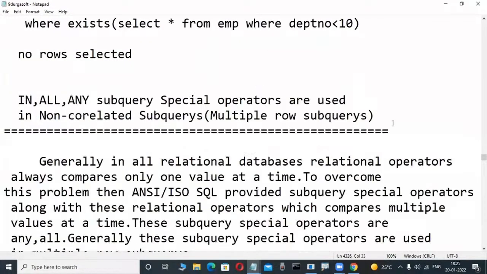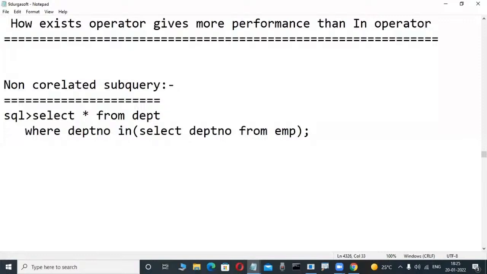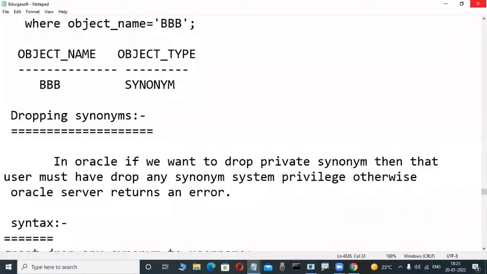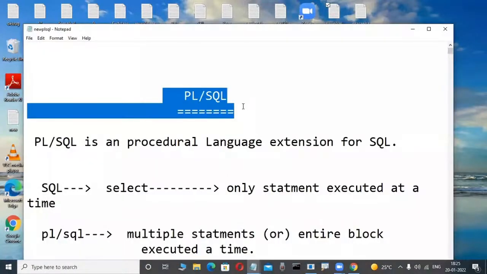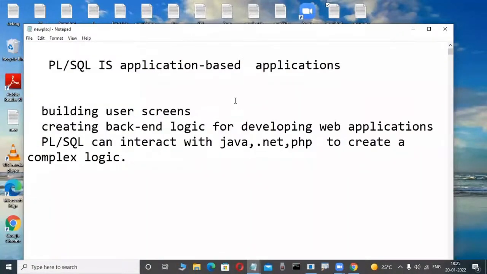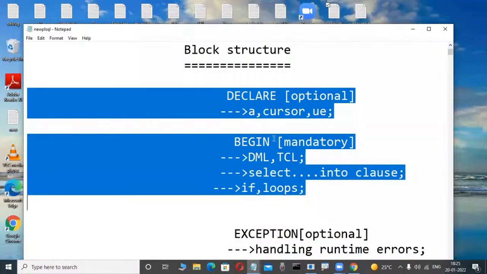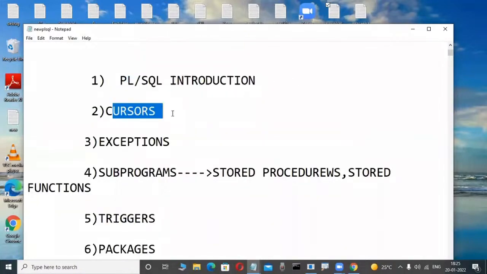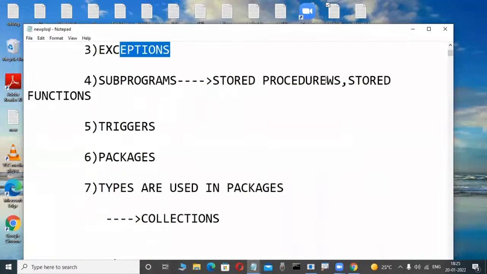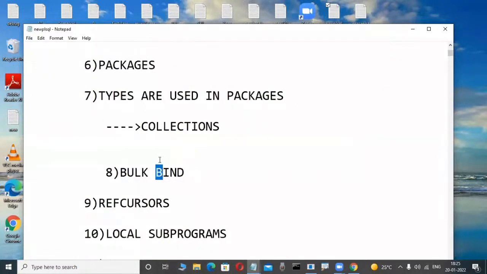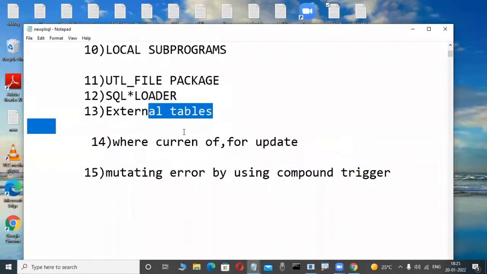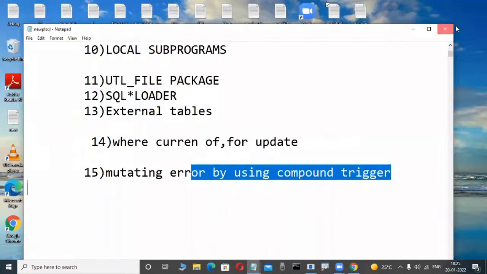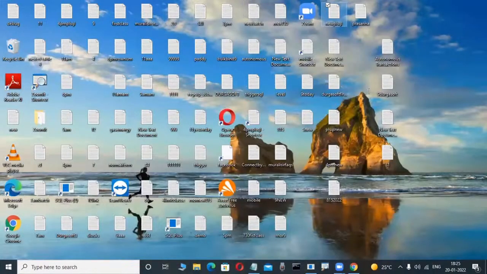Don't worry. Now then database objects, so many things are there. We are learning. These are big concepts. Again, PL/SQL means some little bit of coding is there. Don't be afraid. This is PL/SQL. In this, some little bit of coding you are writing here. In PL/SQL there are cursors, exceptions, stored procedures, stored functions, triggers, packages, types, collections, bulk bind, ref cursors, local subprograms, UTL file packages, SQL loader, external tables, so many things like this. So much syllabus is there.